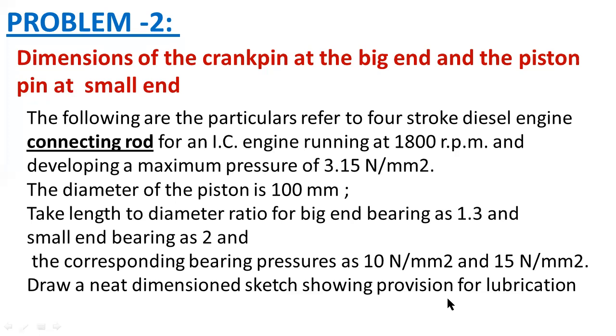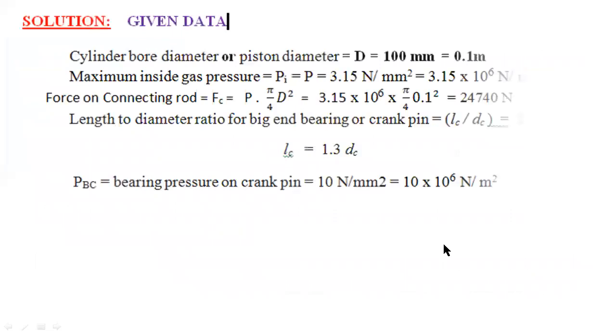So here you have to draw a dimensional sketch for lubrication. These are the given values. The given data is the cylinder bore, or diameter of the piston, capital D, equal to 100 mm, and the maximum inside gas pressure, P equal to 3.15 megapascal. You have to convert these values into meters.